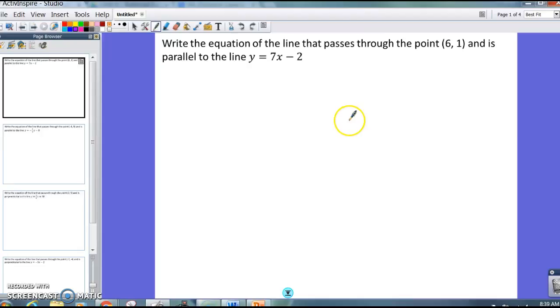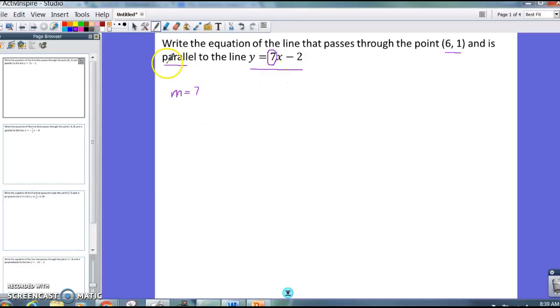Okay, so this first example is talking about writing the equation of a line that passes through the point (6, 1) and is parallel to the line y = 7x - 2. Yesterday we talked about parallel and perpendicular lines, and we said that if we have parallel lines, their slopes are equal. So all I need to do is figure out the slope here, and the slope is whatever is in front of x. So my slope here is 7. Because the slope of the given line is 7, that means the slope of my line is also going to be 7.